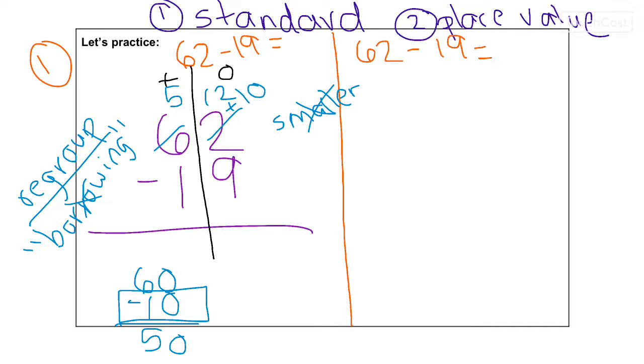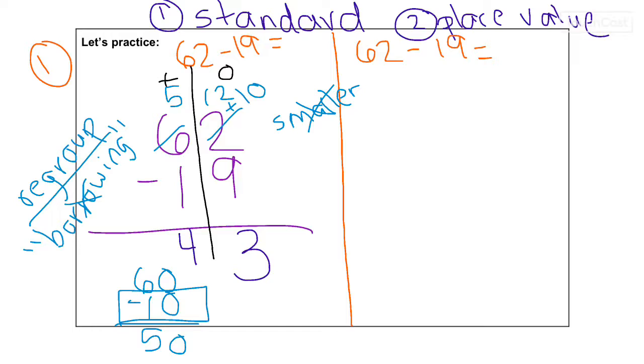Now I can ask myself, can I subtract? Is 12 bigger than 9? Yes. So 12 minus 9, 12, 11, 10, 9 is 3. Can I do 5 minus 1? Yes. 5 minus 1 is 4. The answer should be 43. I'm going to leave that up.